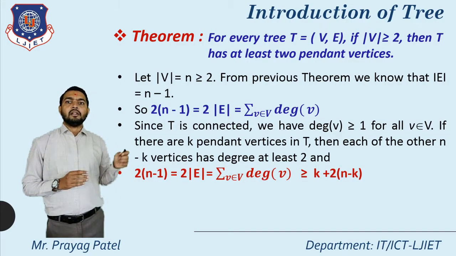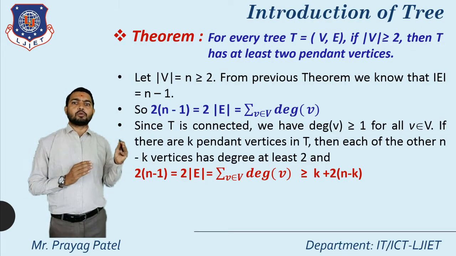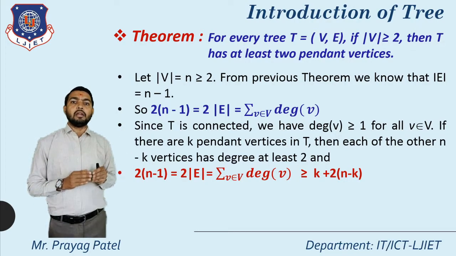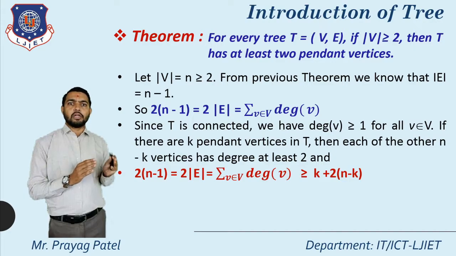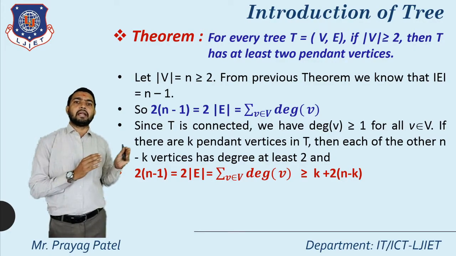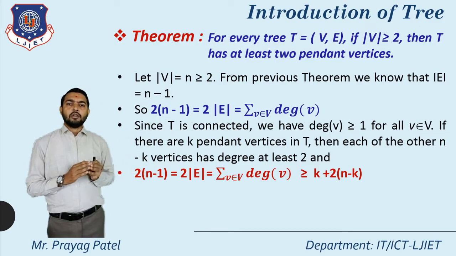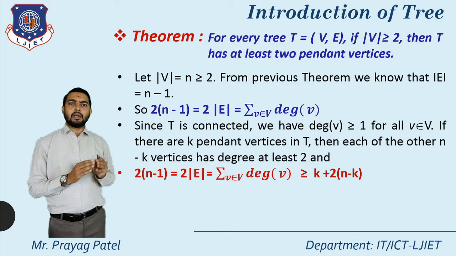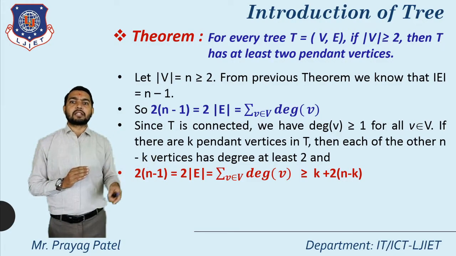So according to this rule, 2(n minus 1) equal to 2|E| equal to the sum over v belongs to V of degree of v greater or equal to k plus 2(n minus k). So k means pendant vertices. Here if 5 pendant vertices are available, then k equal to 5 plus 2 into (n minus k). So with a total of 10 vertices, the 10 minus 5 nodes have degree 2. So we write here 2 into (n minus k).